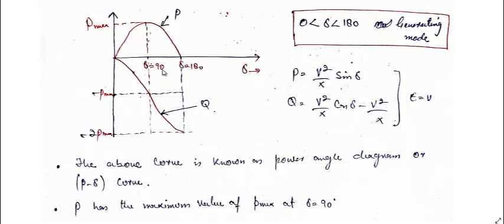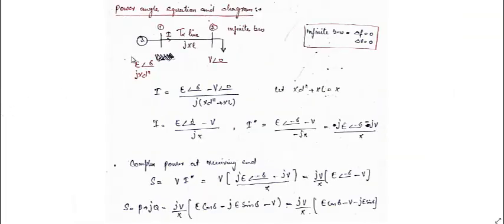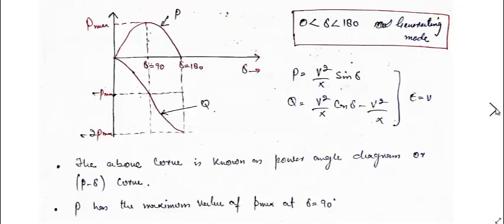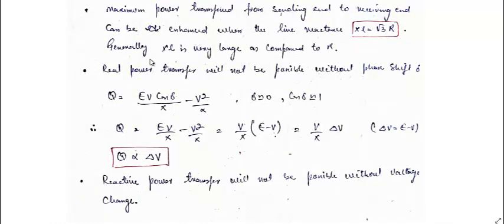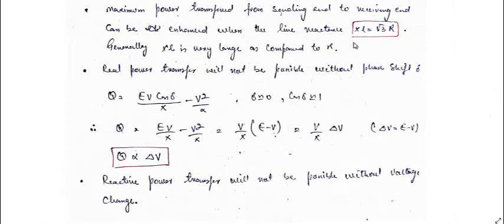So these two curves are known as power angle curves. The above curve is known as the power angle diagram, or the P delta curve. P has a maximum value, P max, at delta is equal to 90 degrees. Maximum power transfer from sending end to receiving end can be enhanced when the line reactance XL is equal to root 3 into R. In this derivation we assumed that R is equal to 0, but when R is taken into consideration, maximum power is not at delta equal to 90 degrees. In this case, when R is taken into consideration, maximum power will be transferred only when XL is equal to root 3 R, because XL will be generally higher as compared to R.